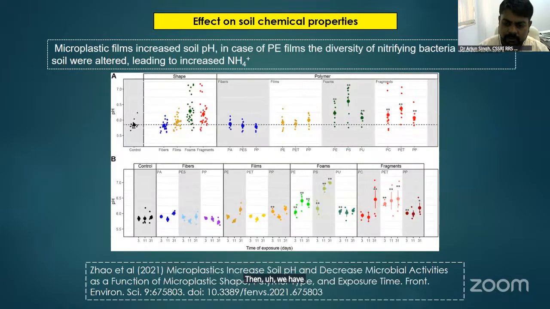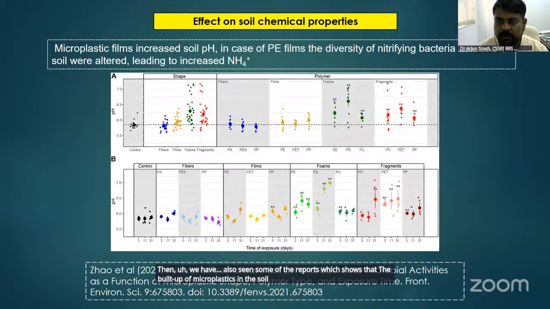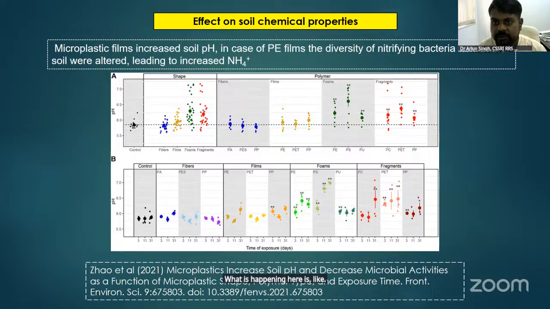Then we have also seen some reports which show that the buildup of microplastics in the soil can lead to an increase in soil pH. Actually, it's an indirect mechanism. When the soils are occupied by microplastic contaminants, the aeration of the soil is hampered, leading to a buildup of more anaerobic conditions or a reduction in redox potential, causing a buildup of ammonium ions, which is indirectly responsible for the increase in soil pH. But it's not increasing toward more alkaline conditions. More studies should have been done, but still it is postulated here that the buildup of MPs can also lead to alteration of the soil pH.